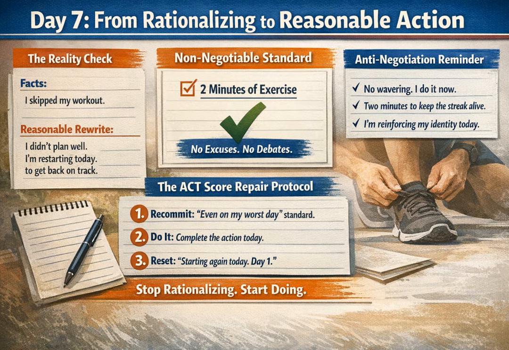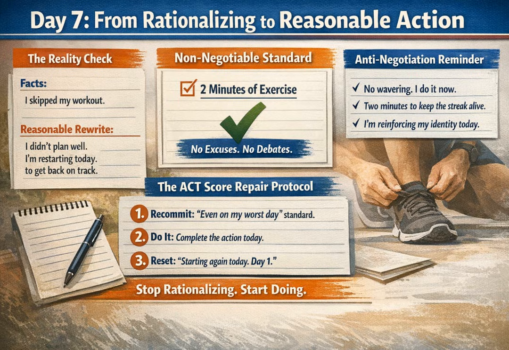Step 3, remove negotiation at the start. You need an anti-negotiation reminder. The moment rationalizing even occurs to you, have one of these phrases ready at hand. No wavering. I do the standard now. Or, I'm not negotiating with fatigue. I'm following through. Or, 2 minutes to keep the streak alive. Or, no debate. I'm reinforcing my identity today. This is why your minimum standard exists. For those days you'd rather avoid it.